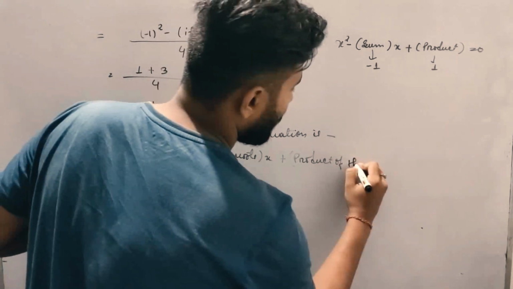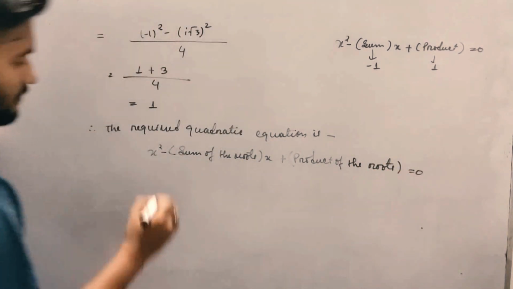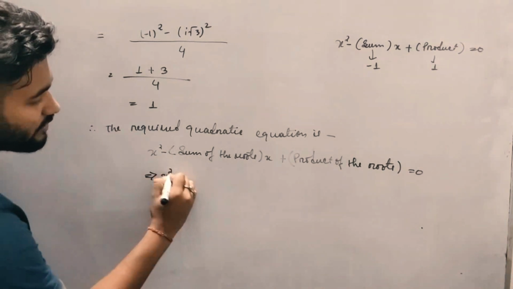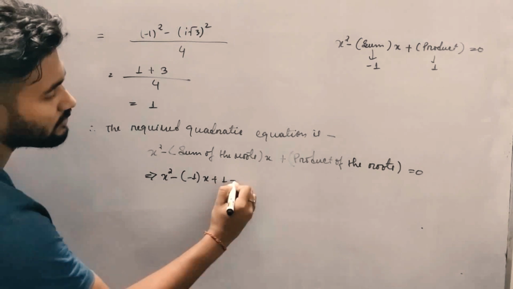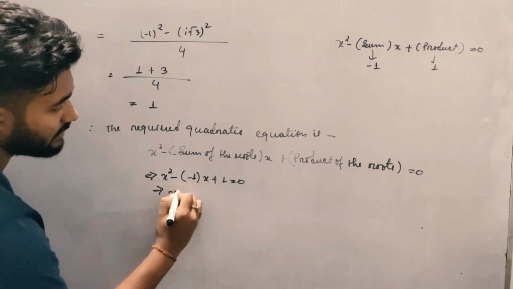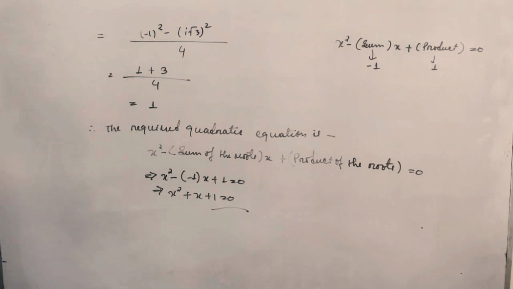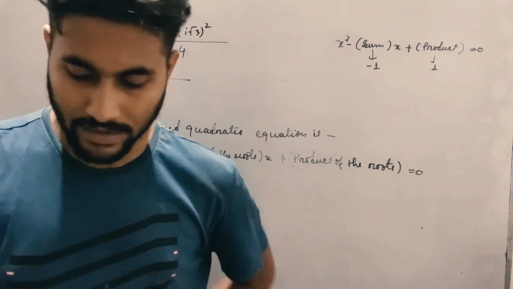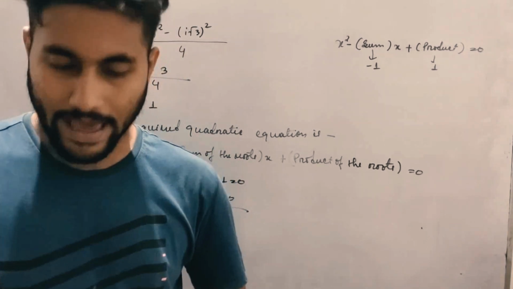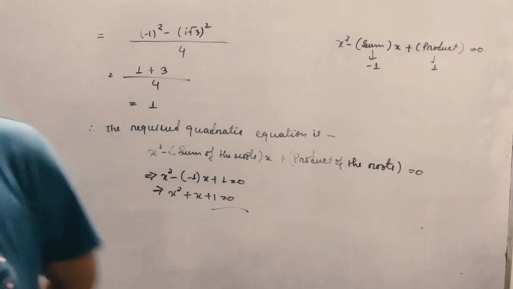Product of the roots is equal to what? 0. So putting the values, x square minus the sum of the roots, minus 1x plus 1, will be equal to what? 0. Minus minus plus, so x square plus x plus 1 is equal to 0. So this is our required quadratic equation. The rest of the question, parts A, B and D, follow exactly the same process, you can do them by yourself.